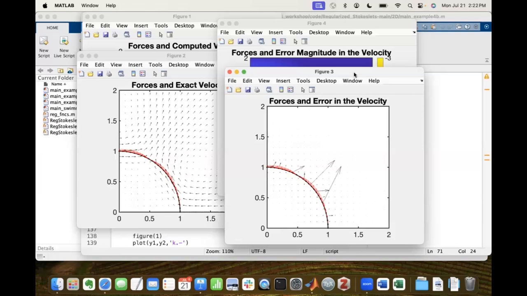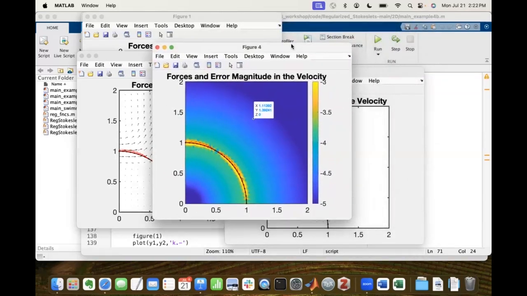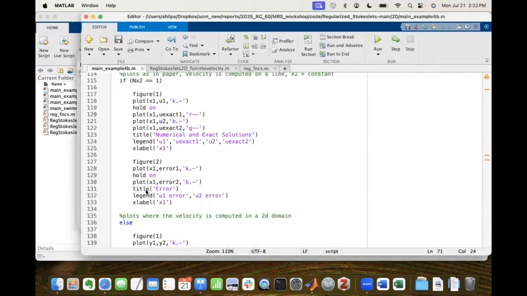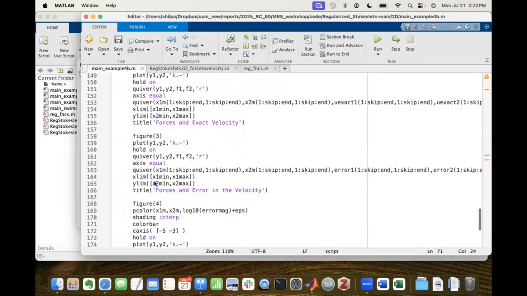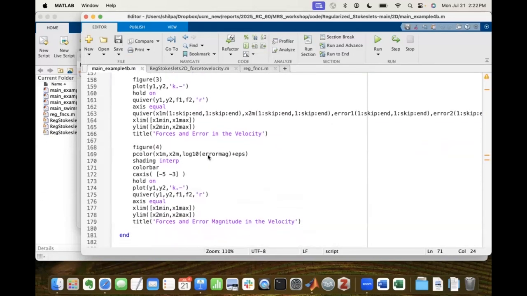Any questions? Yes. Sorry, so for the plot of forces and error magnitude in the velocity, the color bar is the size of the error? I'm going to guess it's a log plot. Give me one second. Figure 4, log 10. Yes, it's a log plot. Okay, that makes sense. Thank you.